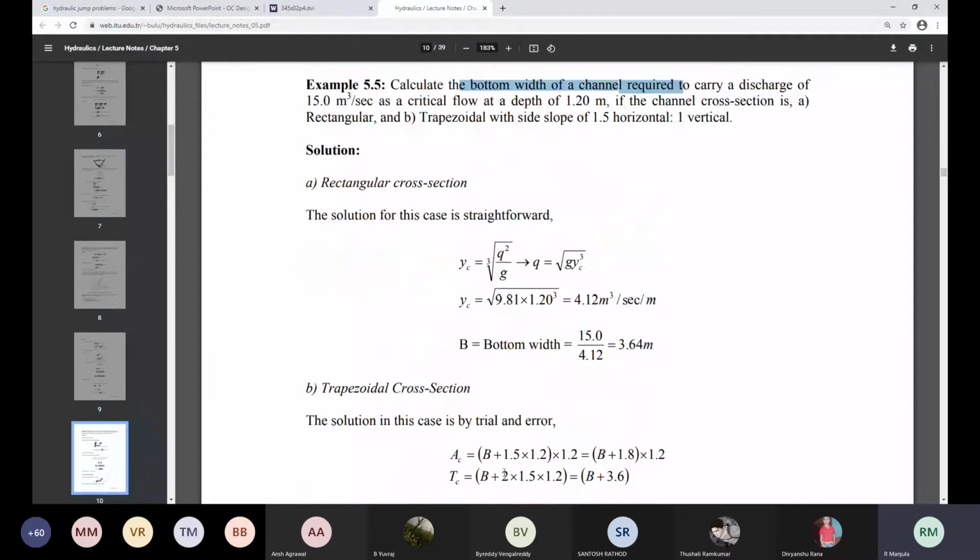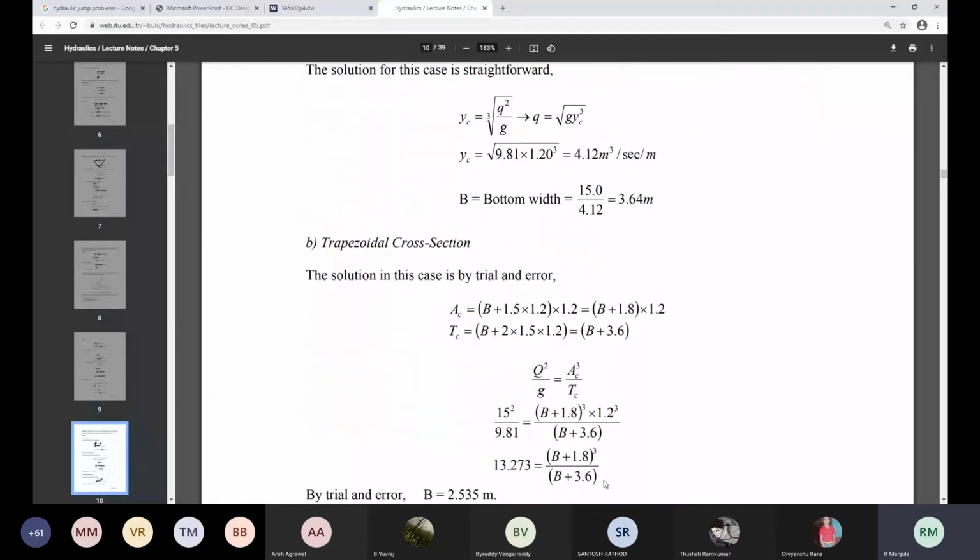So here you will be having B plus 1.5 horizontal is to 1 vertical. So M is equal to 1.5, into depth 1.2. So B plus My into Y is equal to, so that is going to be the value of this. Then TC, your top width, is going to be B plus 2 into My, is equal to B plus 3.6. You know this condition for a trapezoidal channel section. This condition we have seen in the last class.